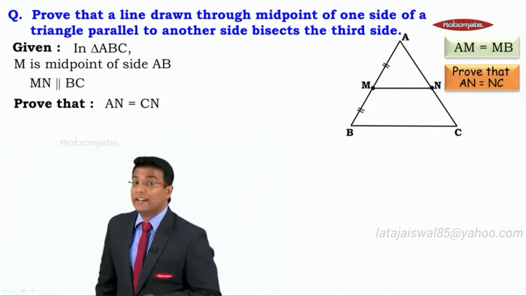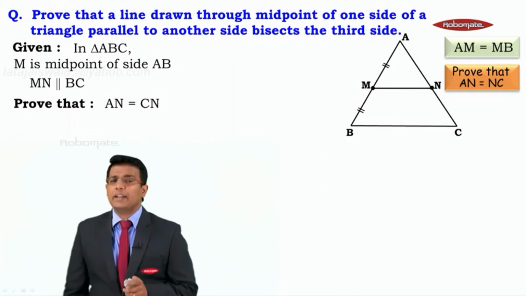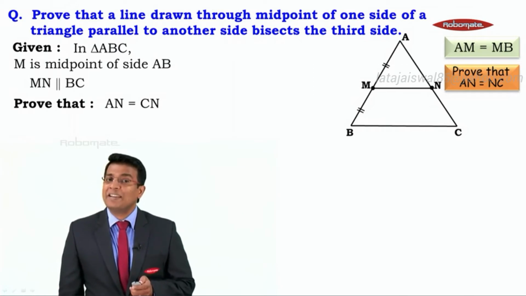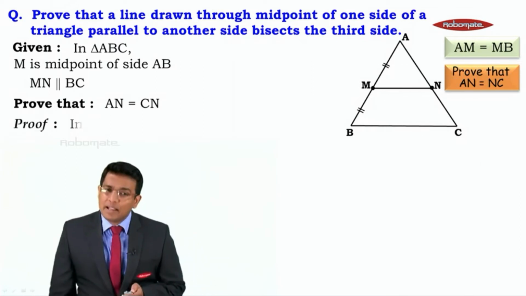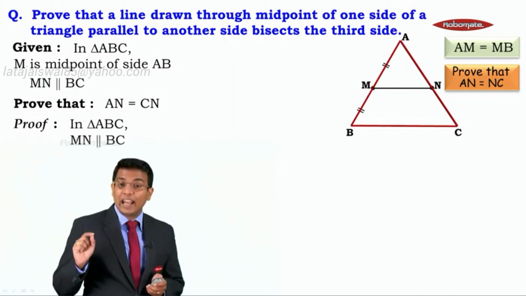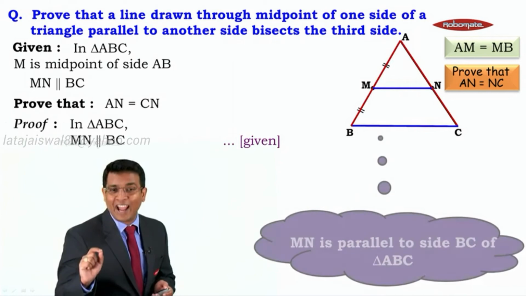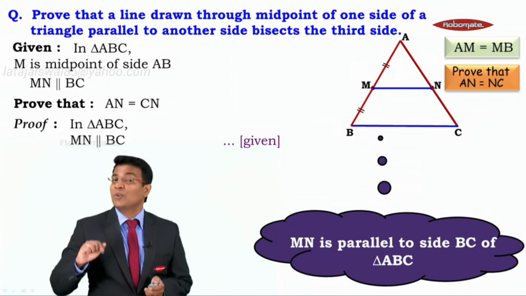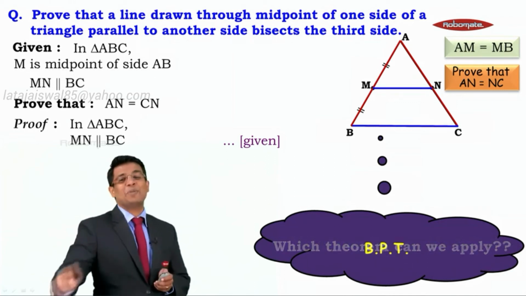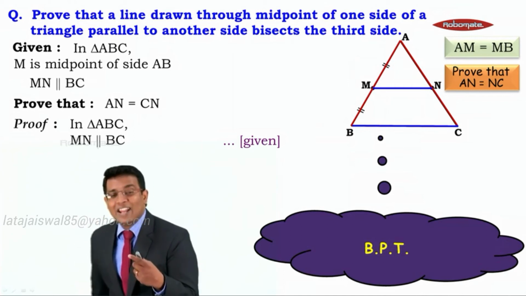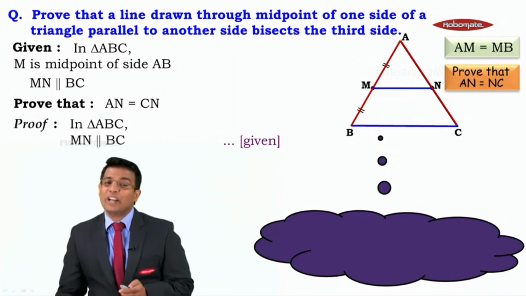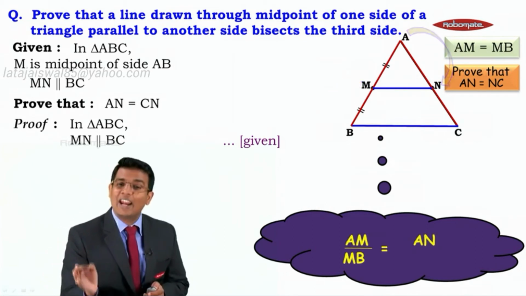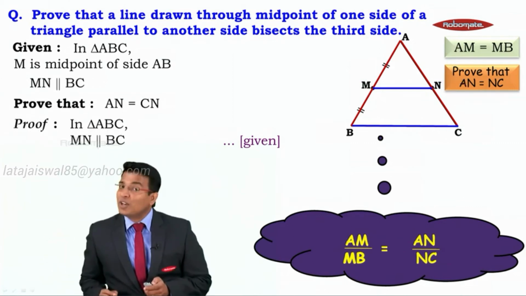Now let's come to the proof. It's going to be very simple, very easy. Let's see what is given to us. We have M as the midpoint of AB and MN is parallel to BC. In this triangle ABC, MN is parallel to BC, one side of the triangle. So which theorem can we apply here? Yes, it is going to be BPT. When we apply BPT, we get two ratios to be equal. Which two ratios? AM upon MB is equal to AN upon NC.